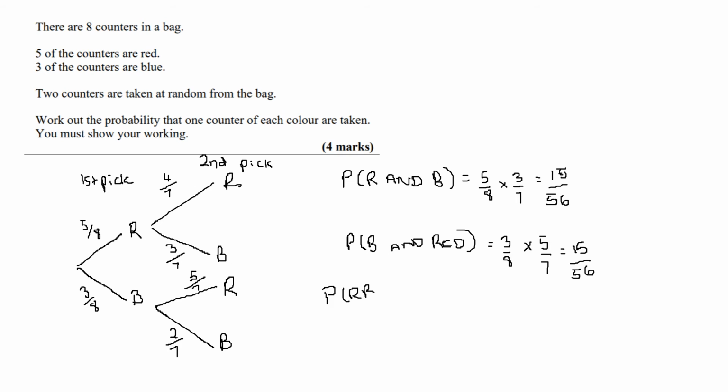So I can either pick red and blue, or I can pick blue and red. So the probability of picking 2 counters of a different colour will be 15 over 56, add 15 over 56, and that will give me 30 over 56.